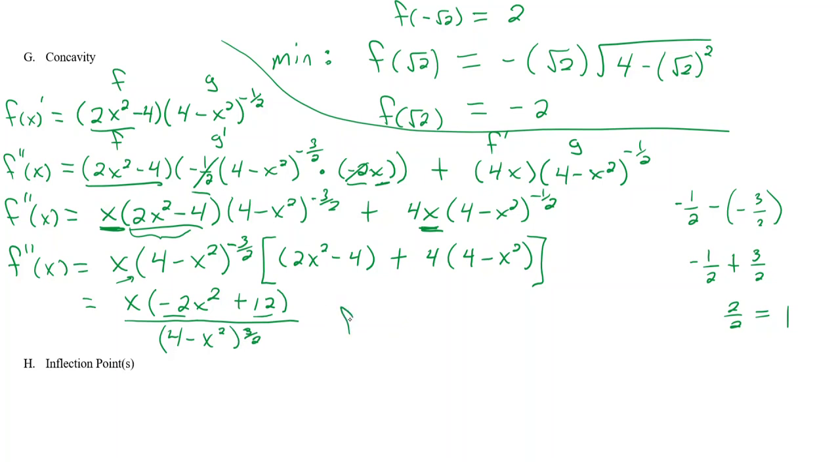So here, one more time, I'll just say f double prime of x is equal to, and then I'm going to factor out negative 2. So we'll say negative 2x, and then we've still got x squared, and then this would become minus 6, all over 4 minus x squared to the power of 3 over 2.